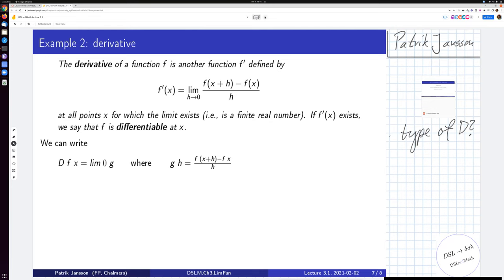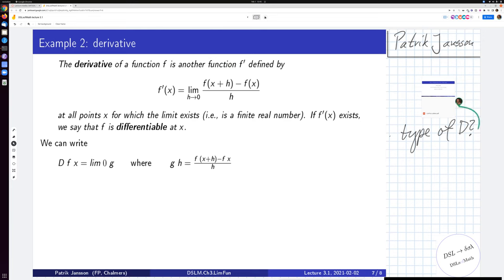So this defines the derivative of a function f as another function f prime. So it says up there, the function f prime, and that function is defined by using, notice here, the limit in the mathematical standard notation. So f prime at a certain point x is the limit as h goes to zero of this quotient. And I mean, this is nothing new for you. You've all seen this before. But let's try to look a little bit on the typing here and then analyze also the scoping and so on. But I wrote on the right-hand side here, what is the type of capital D?